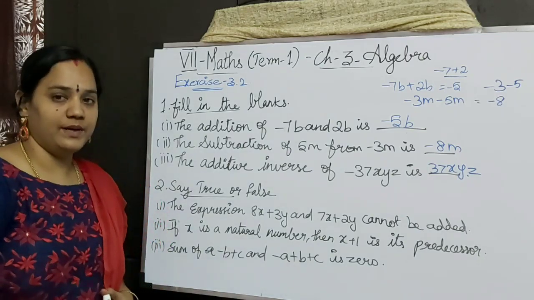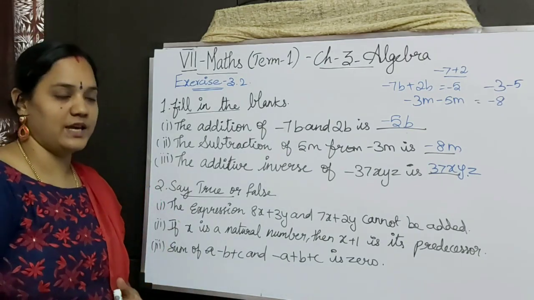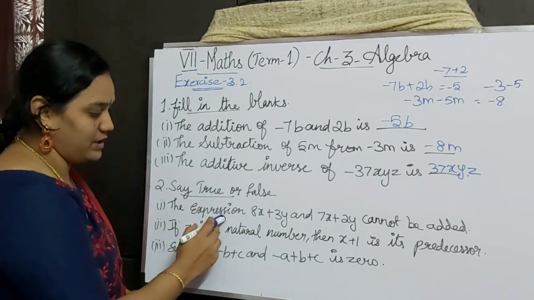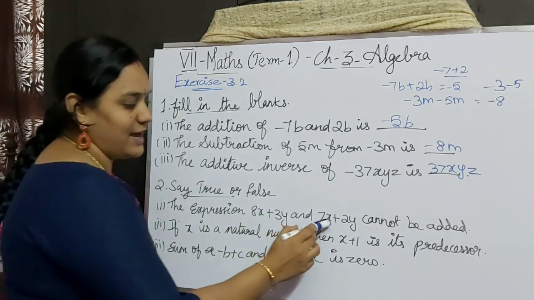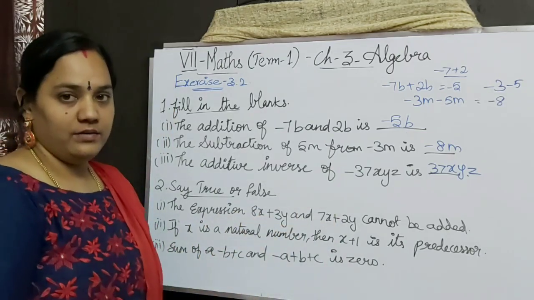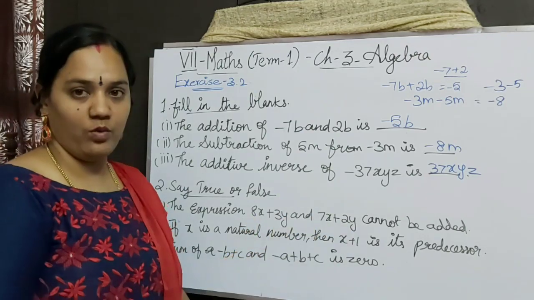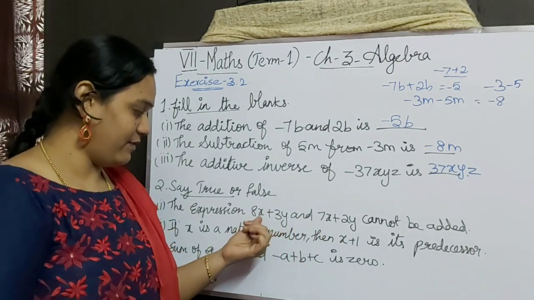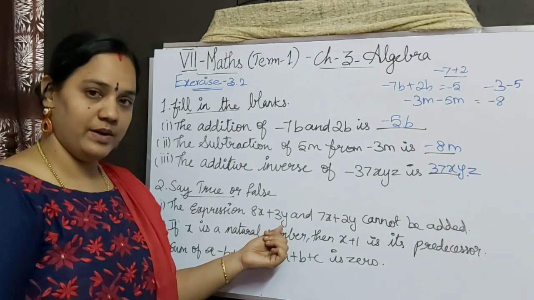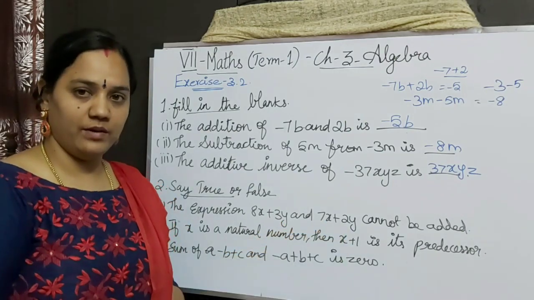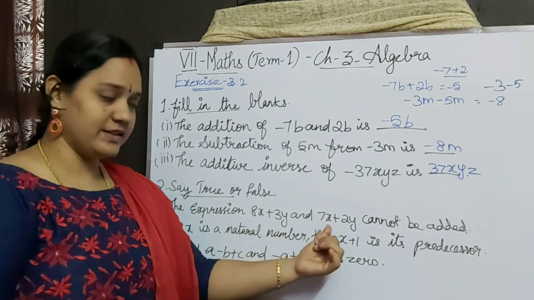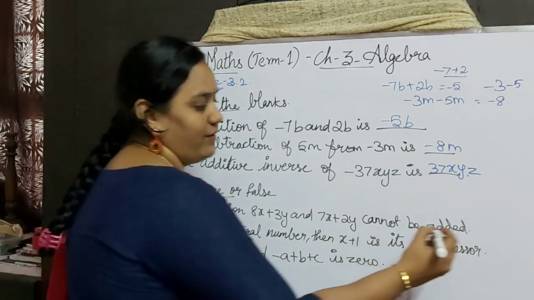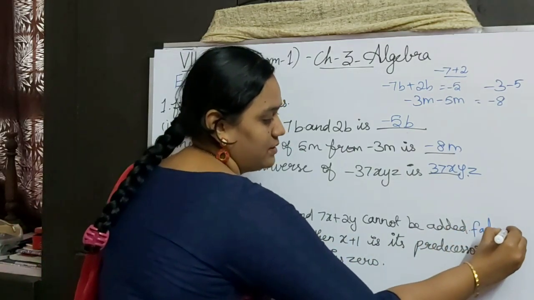So the second sum is say true or false. Here we have to say whether the statement is true or false. Shall we do it now? Yes. The expression 8x plus 3y and 7x plus 2y cannot be added. Okay, here we have one expression, here we have one expression. So whether we can add or we can't add this. See, listen, here we have x variable term and y variable term. Here also x variable term, y variable term. So definitely we can add x term with x term and y term with y term, but they have given cannot be added. So it is wrong. So we can write the answer as false.